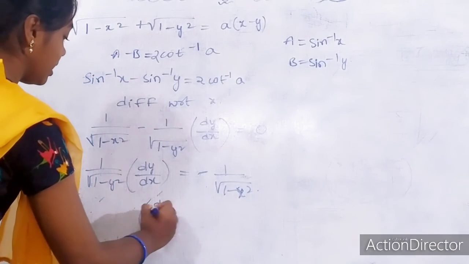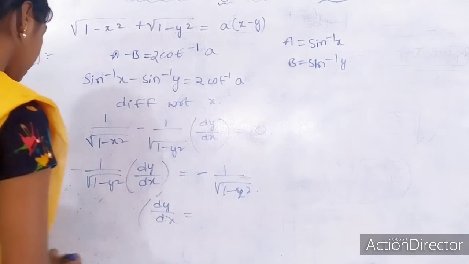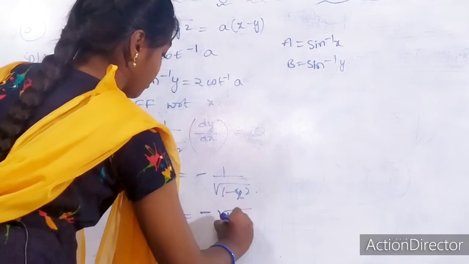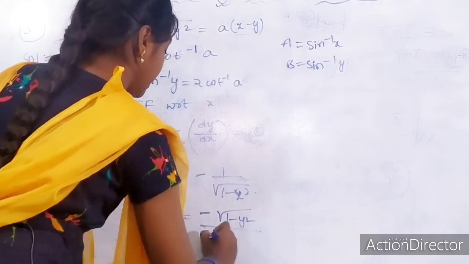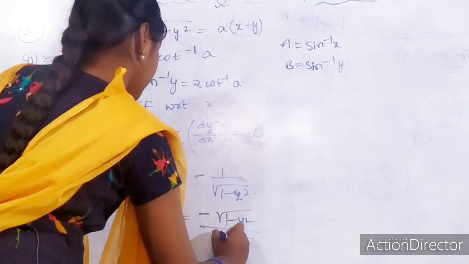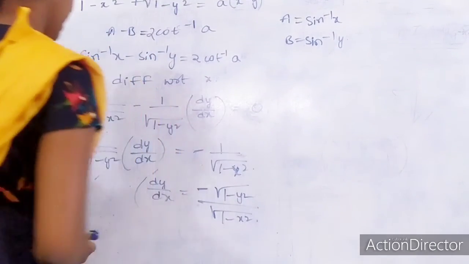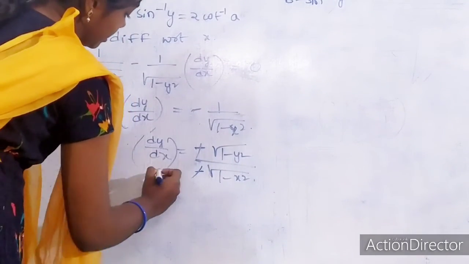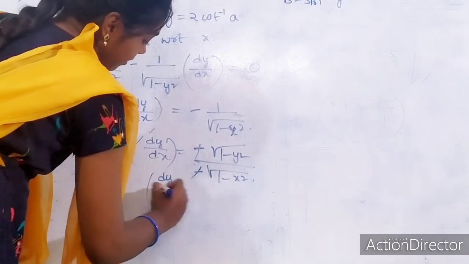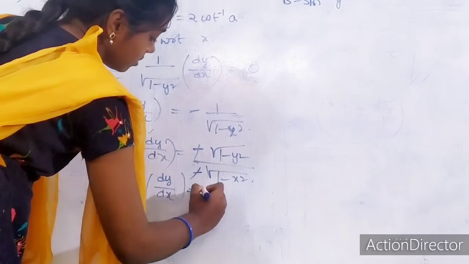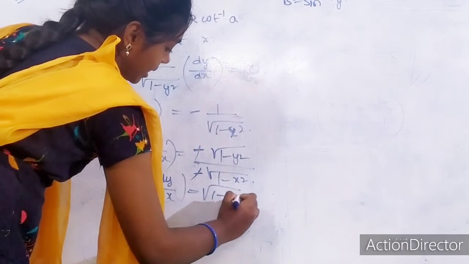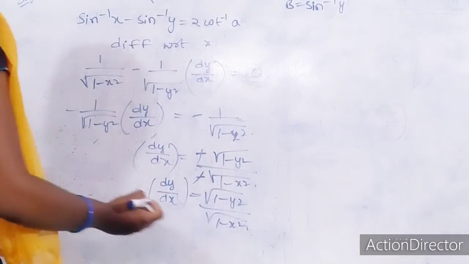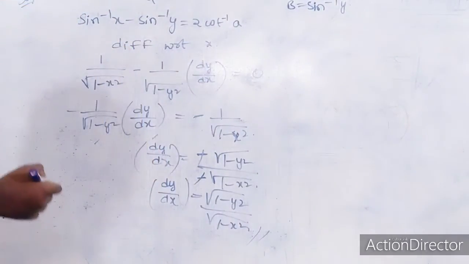So dy by dx is equal to minus root of 1 minus y square divided by root of 1 minus x square. Here minus minus get cancelled, that is dy by dx is equal to root of 1 minus y square divided by root of 1 minus x square. The final answer.